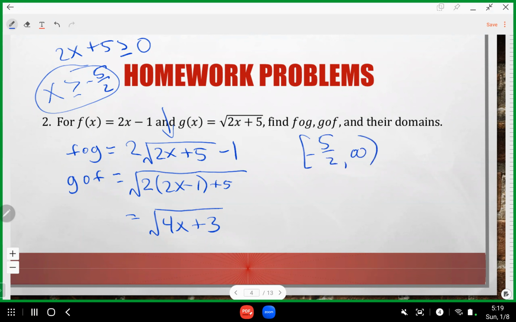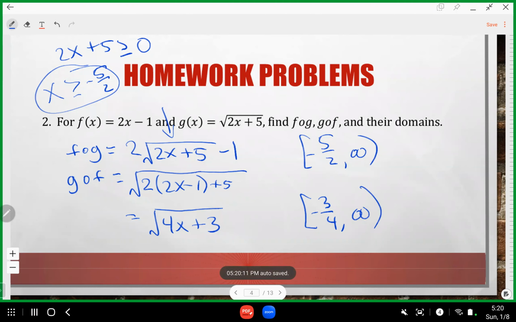Okay. So what about the domain of g of f now? Is it negative 3/4 and infinity with negative 3/4 included? All right, that's very good. Very good. Okay, good job. So that's how you find the domain.